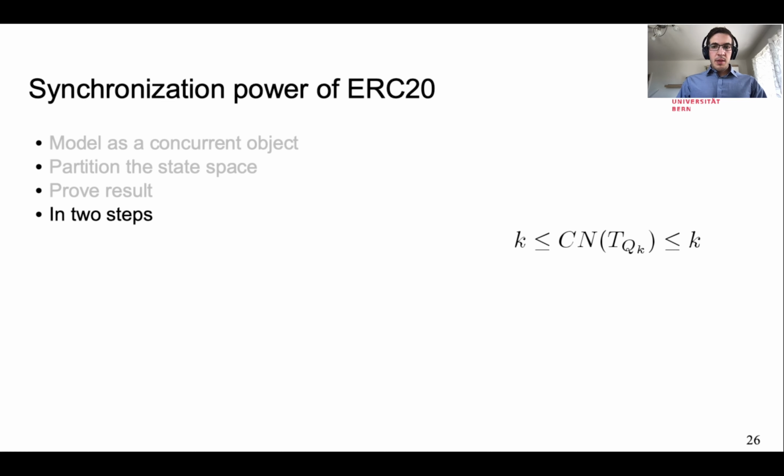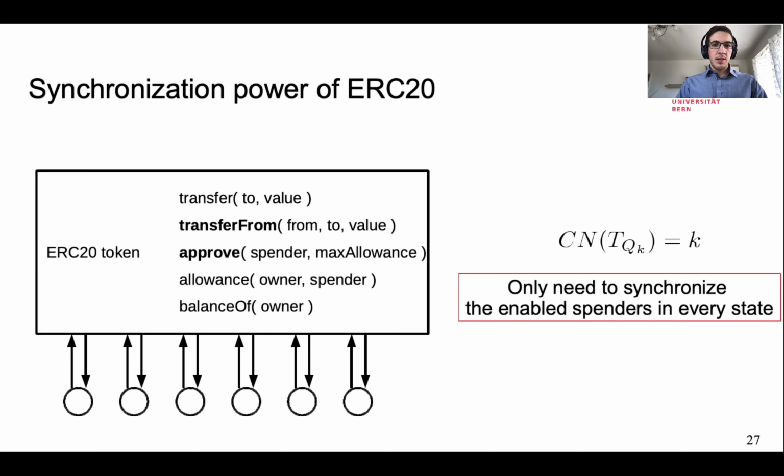But to sum it up, this concurrent object, for a well-defined set of states, has consensus number k, and we know that for each of those well-defined states, we only need to synchronize the calls of the enabled spenders.